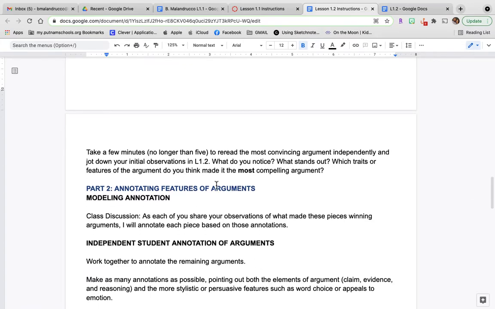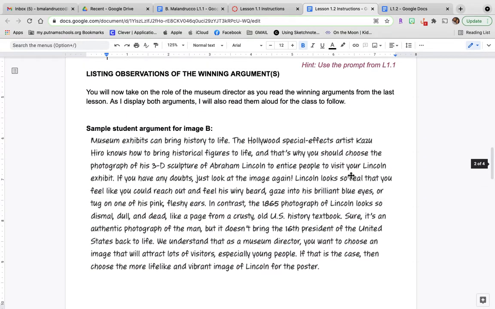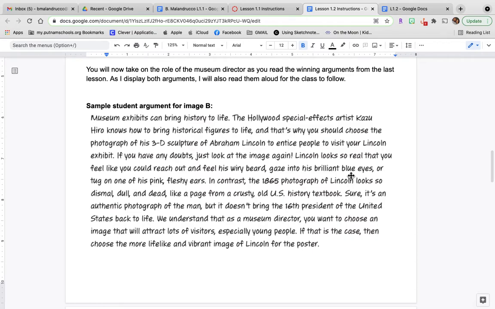Take a few minutes, no longer than 5, to reread the most convincing argument independently and jot down your initial observations in L1.2. What do you notice? What stands out? Which traits or features of the argument do you think made it the most compelling? So I'm going to let you be your own grade person. What's the better argument? The argument you provided in 1.1 or this argument here? If you think your argument beats out this one, that is awesome.